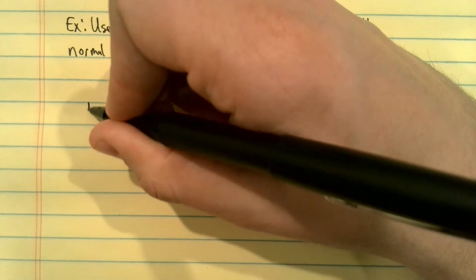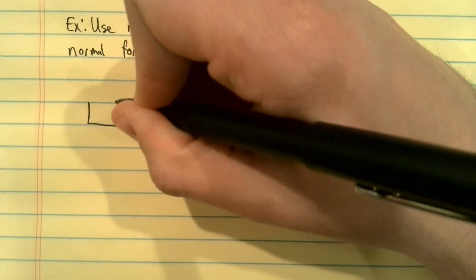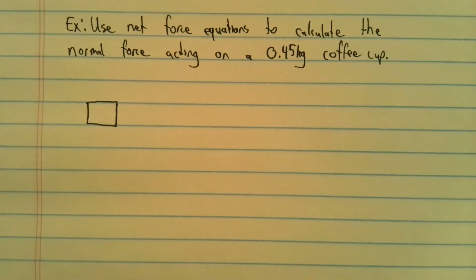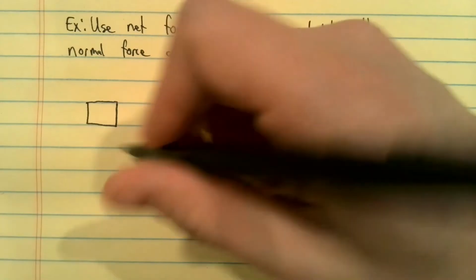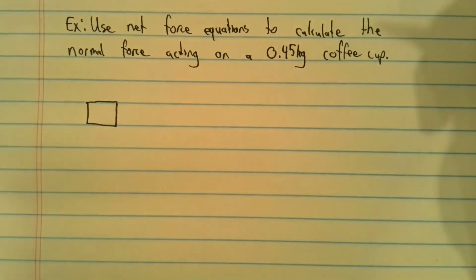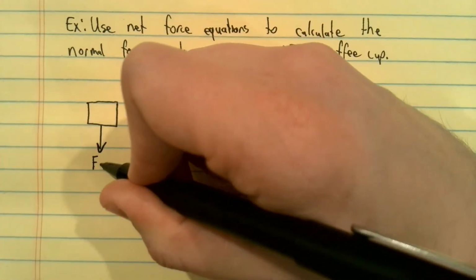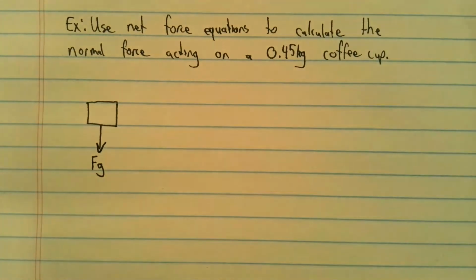So think about a coffee cup resting on a table. Is there friction? No, it's not sliding anywhere. Is there air resistance? No, it's not even moving. Is there gravity? Duh, gravity pulls on everything. So the coffee cup is experiencing a downward gravitational force. Very important that I draw it downward because it'll make our net force equations more correct.